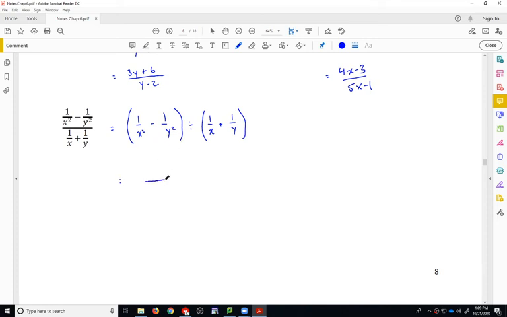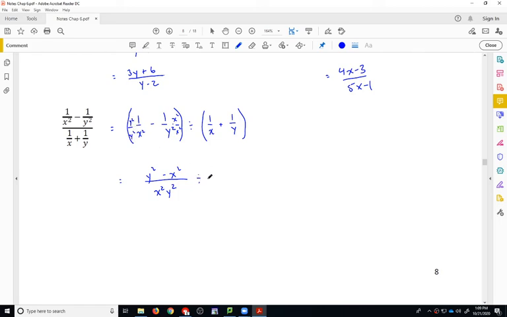So for my numerator, my common denominator is going to be x squared, y squared. I'm going to multiply the 1 by y squared. I'm going to multiply this one by an x squared. So again, to do that, I created a common denominator. I multiplied top and bottom by x squared. So I multiplied by 1. I didn't change the value. And this one I multiplied by y squared over y squared.